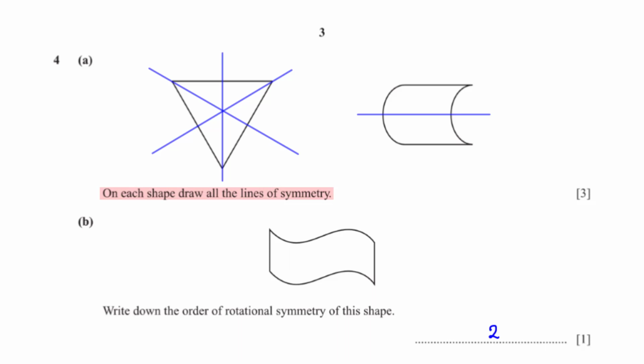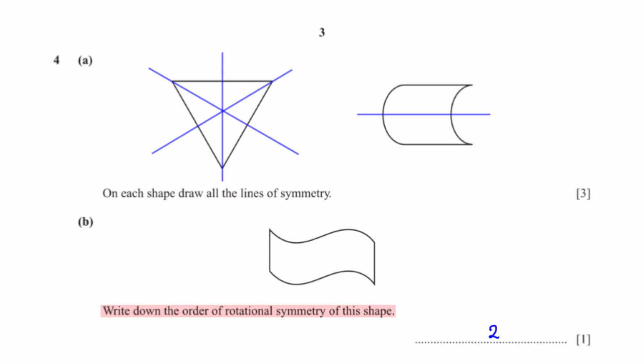On each shape, draw all the lines of symmetry. A line of symmetry is a line that cuts a shape into two mirror halves. For the triangle, there are 3 lines of symmetry. For the other shape, there is only 1 line of symmetry.